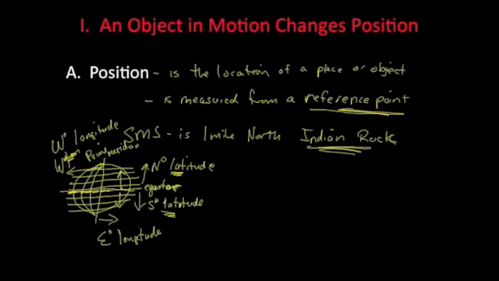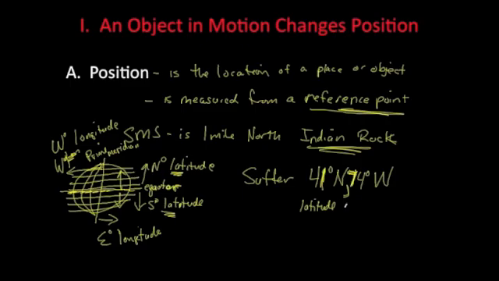So for instance, if we were using the latitude and longitude coordinate system, we would say that Suffern is 41 degrees north and 74 degrees west. So you have 41 degrees north latitude and 74 degrees west longitude. And if you use the coordinate system, you would find that that's where Suffern is located.